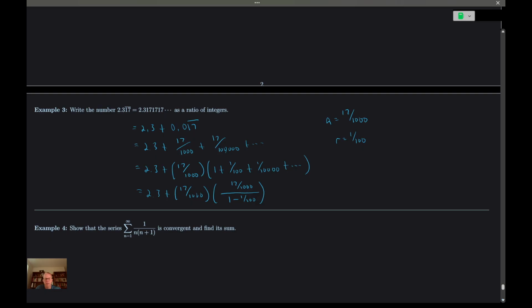Now, probably just get a calculator to do this. That gives us 2.3 plus 17 over 1,000 times, and put this in the calculator, you get 100 over 99. And so that gives us 2.3 plus 17 over 990. And then you put that in the calculator, convert it to a fraction, and that will give you 1147 over 495.